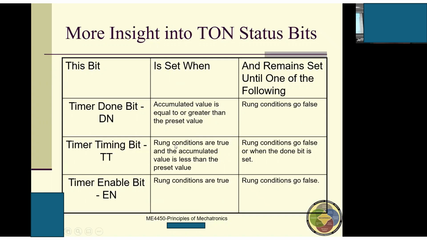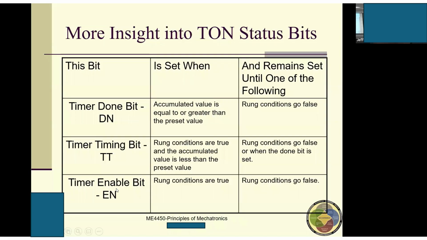The timing bit: the run conditions are true and the accumulated value is less than the preset value. If these two conditions are met, the TT bit is high. It will go low when the run conditions go false, or when the done bit is set.